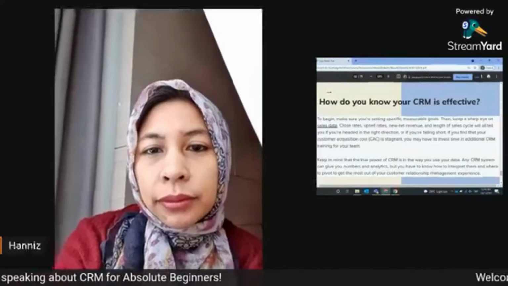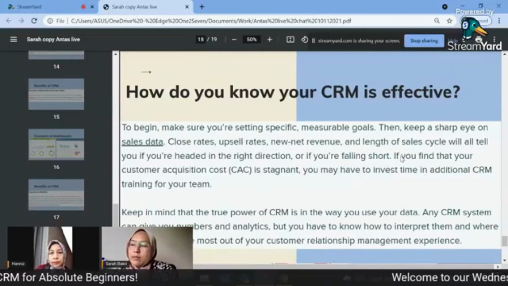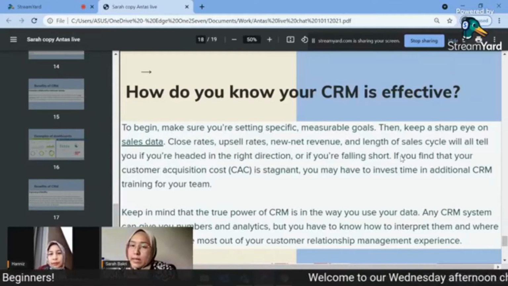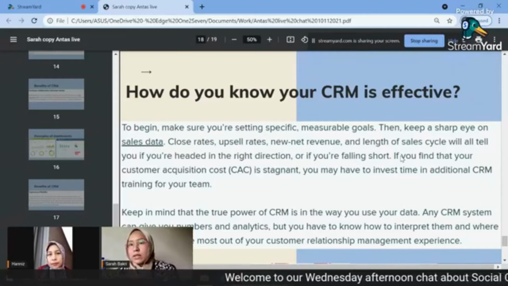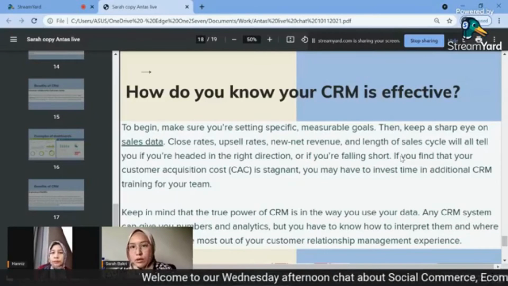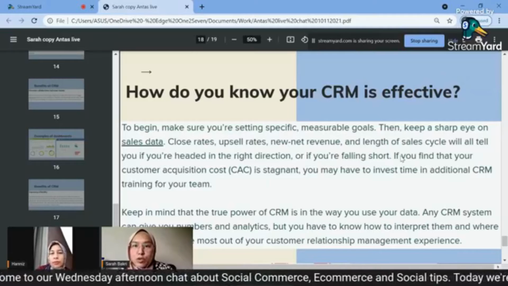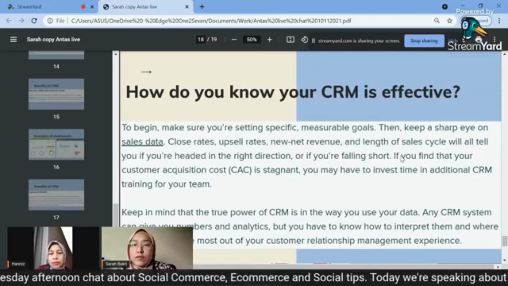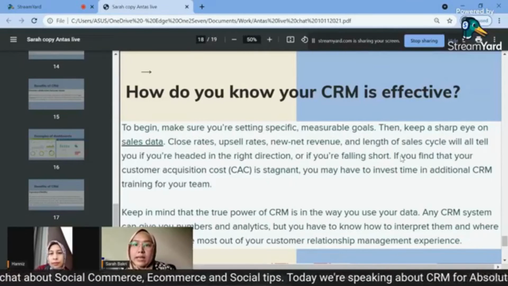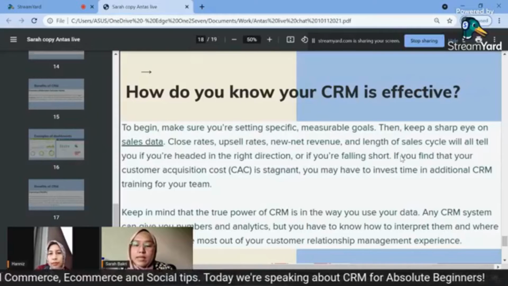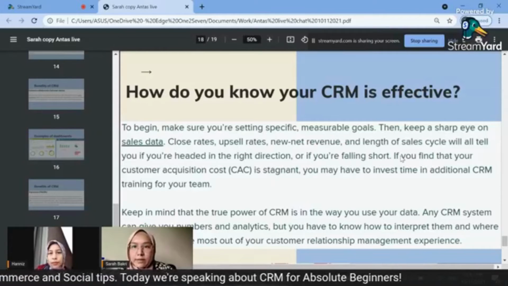So how do you know if your CRM is effective? Make sure you are setting your goal, a measurable goal, like what I shared just now, based on the information that you get on your dashboard. You can set your goals and then you could track it there. And if you see that you are falling short, then that means there's a problem somewhere and you could rectify it.